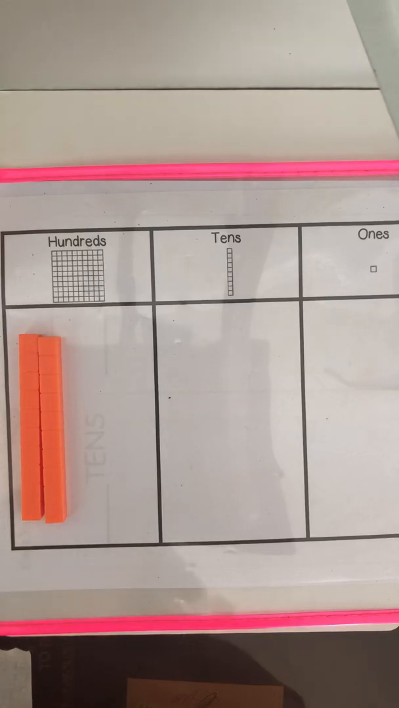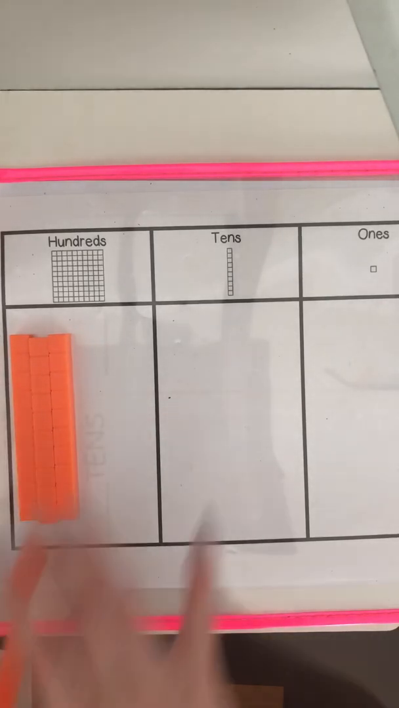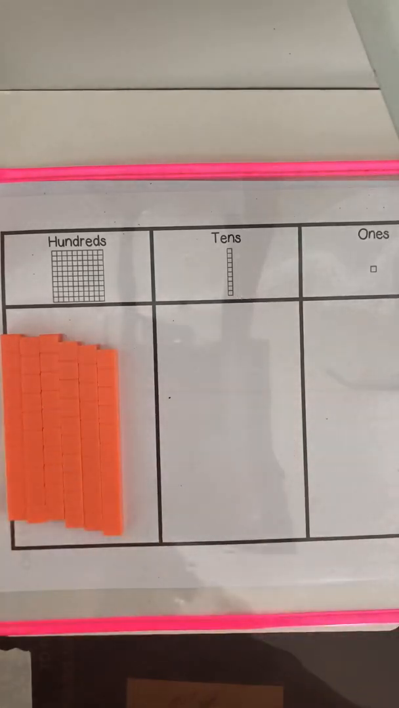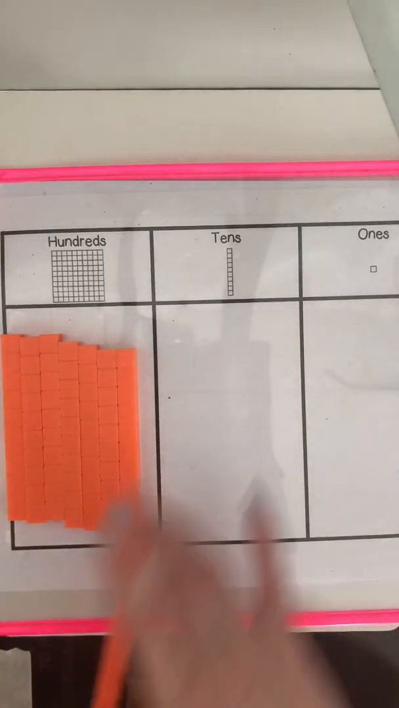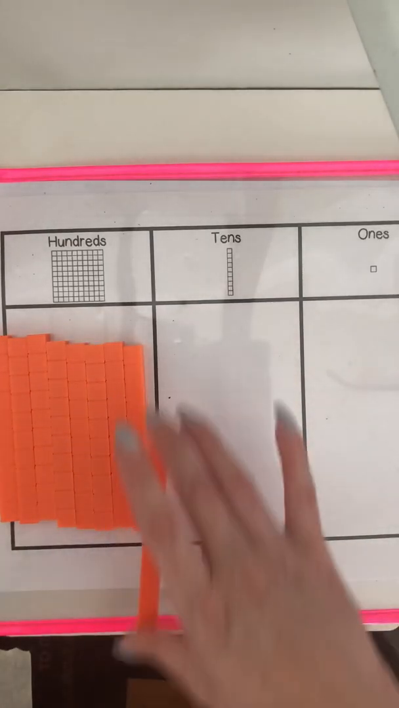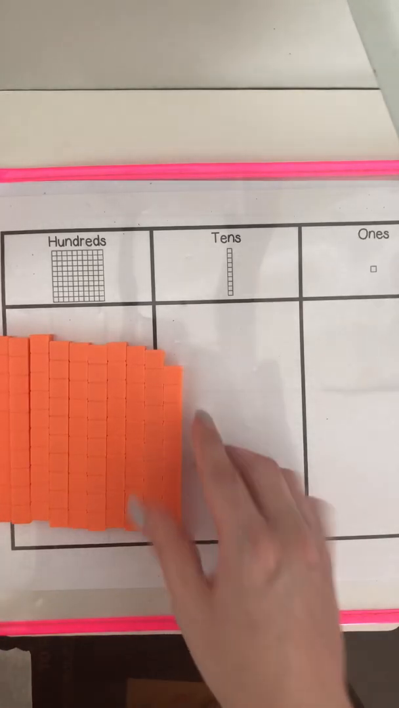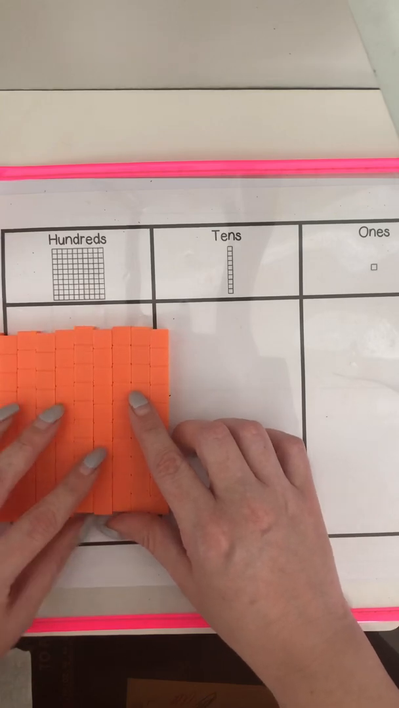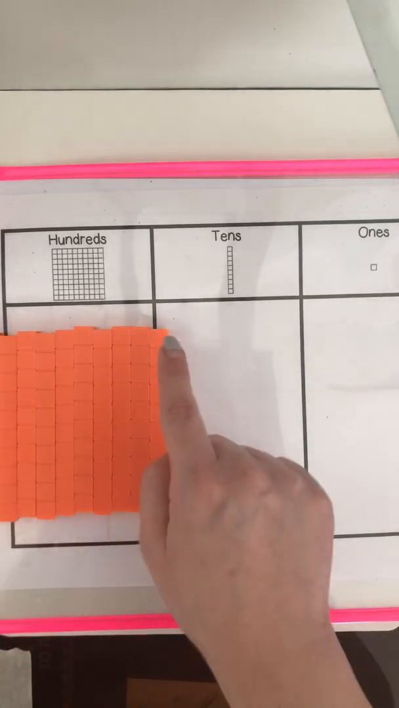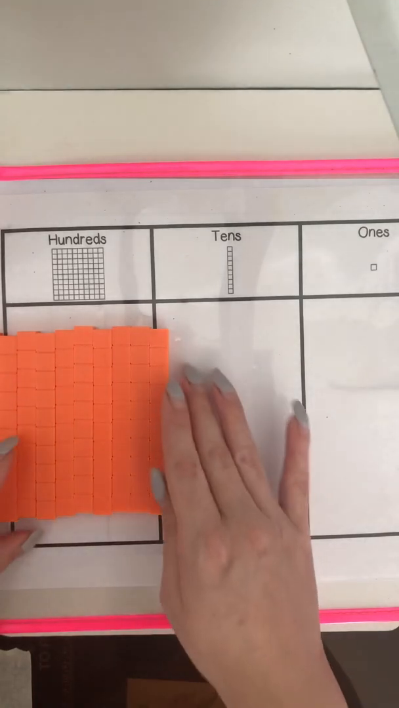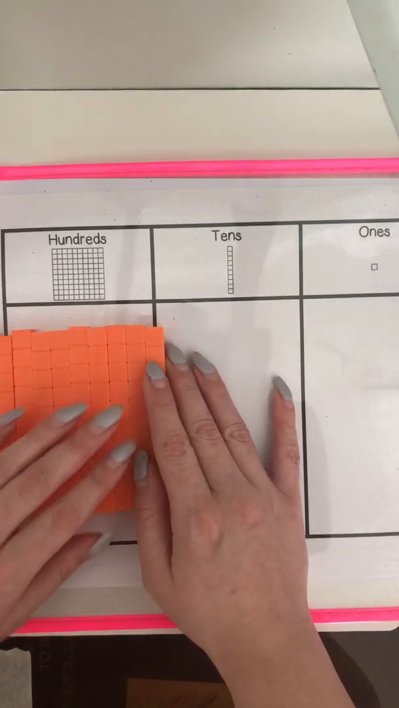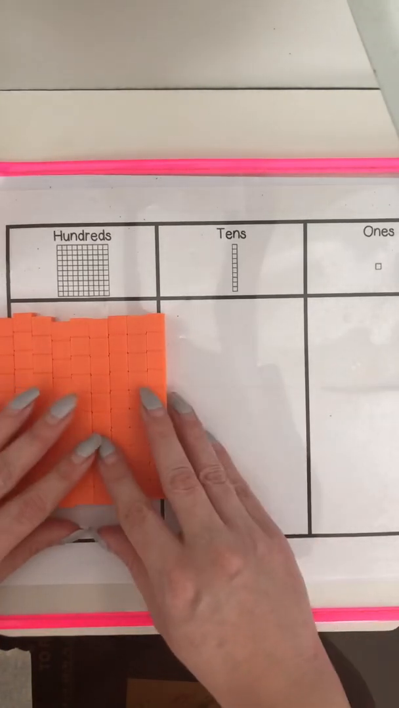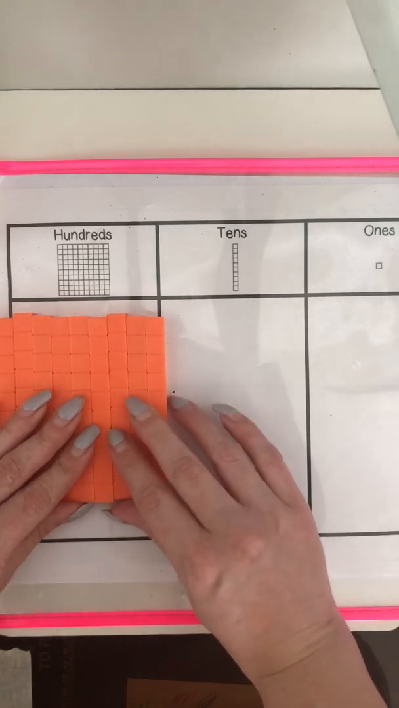20, 30, 40, 50, 60, 70, 80, 90, 100. So this is a group of 100. So if I were to count all the little cubes, there would be 100 cubes here. One group of 100. So today we're going to use place value to help us write numbers up to 120.